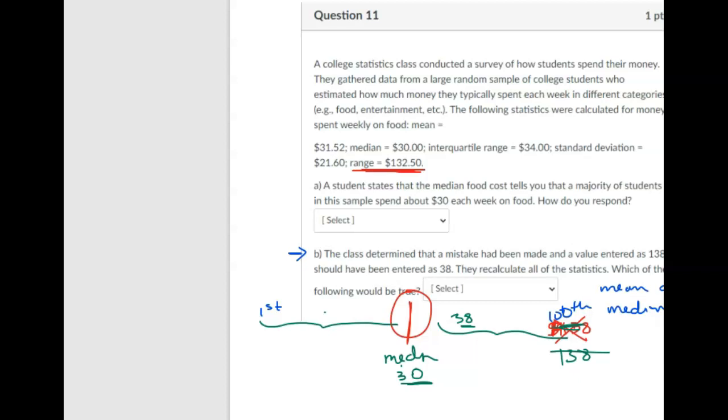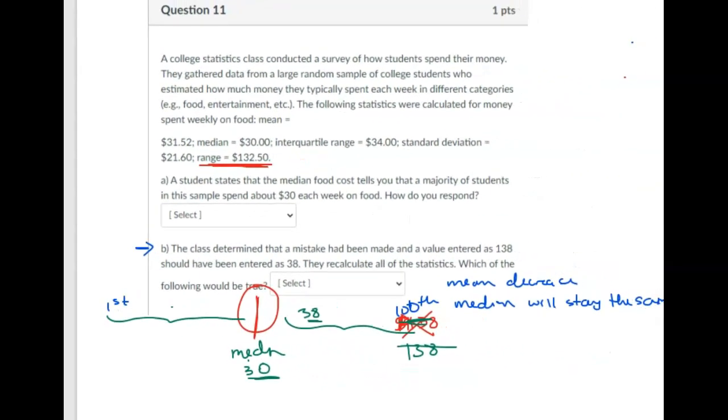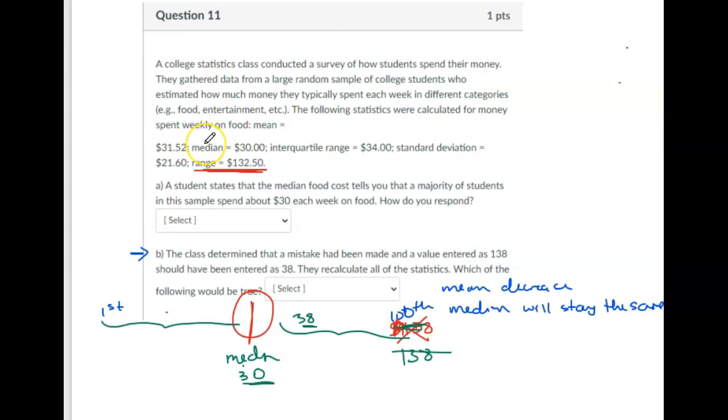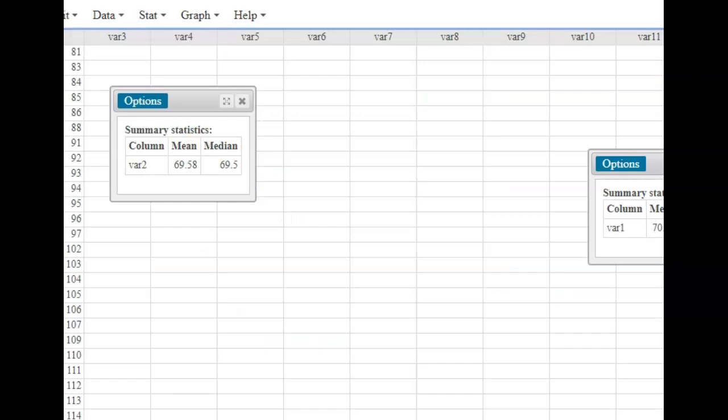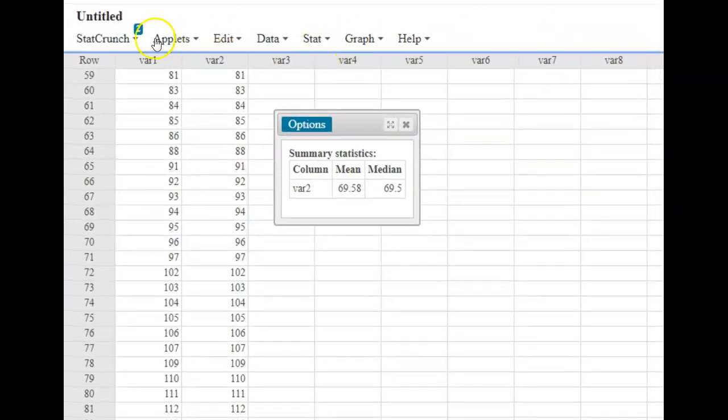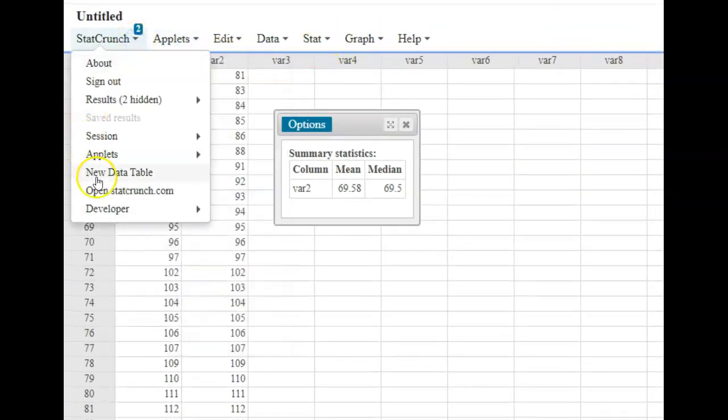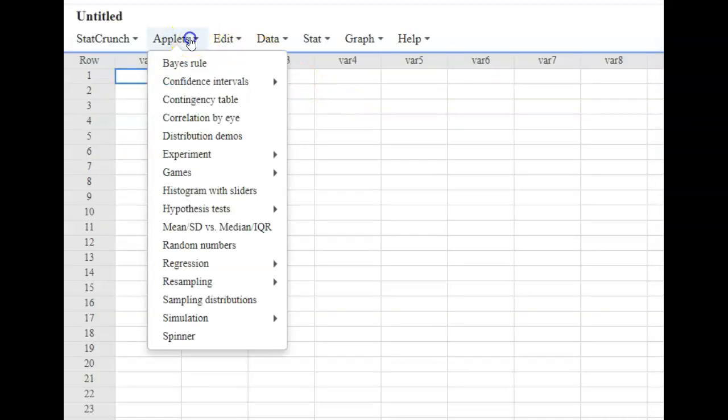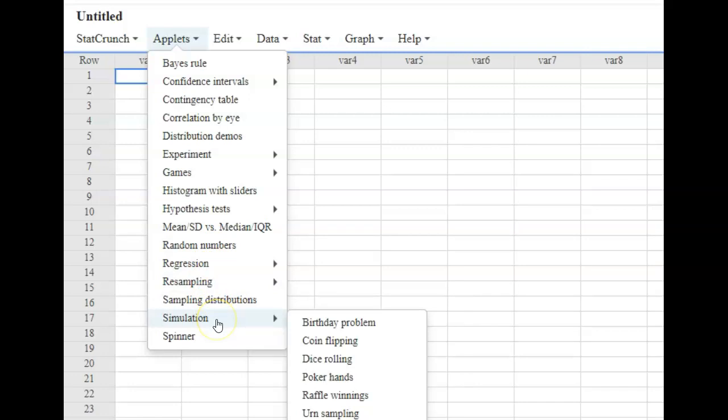Unfortunately, I can't come up with a good data set in StatCrunch because I can't generate something that has exactly the mean and the median here, so it's going to mess it up, right? Unless, let me see if there's a different random number generator. Sampling distributions. No.